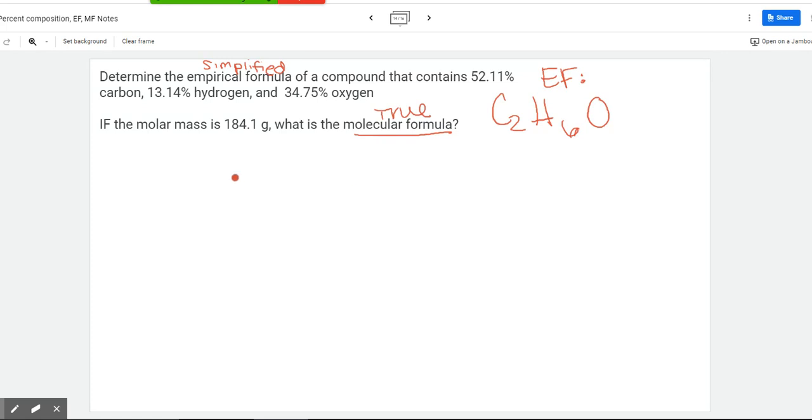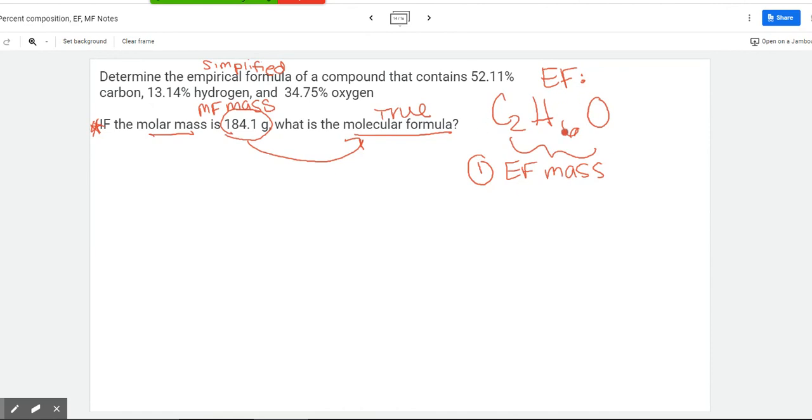Okay. So what we're looking at here is we have this empirical formula, right? So 2 carbons, 6 hydrogens, 1 oxygen. This problem right here is the molecular formula problem. It says if the molar mass is 184.1 grams, what is the molecular formula, right? Well, then that means that this molar mass is talking about the actual true formula. So this right here, this is going to be our molecular formula mass. Okay. Over here, we have the empirical formula. So we do need to know what is the empirical formula mass.